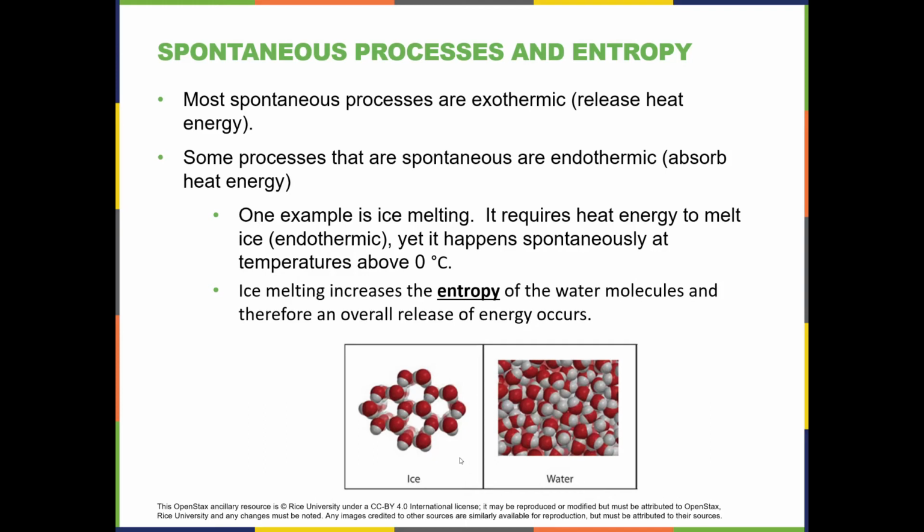And here's an example of ice melting. In order to get ice to melt, if you remember, you have to add 6.01 kilojoules per mole at the same temperature. So if you have ice at 0 degrees and water at 0 degrees, we have to add 6.01 kilojoules per mole in order to get ice to turn to water. But if you go to a temperature above 0 degrees C, this will actually happen spontaneously.